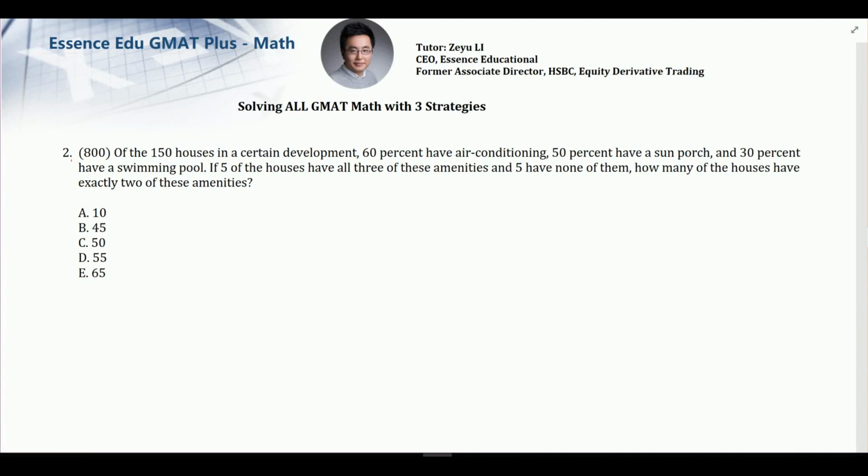Today, we continue to solve mathematical questions in the GMAT. This is question number 2. This is a difficult question. It's an 800 level question, the most difficult question you can face in GMAT.